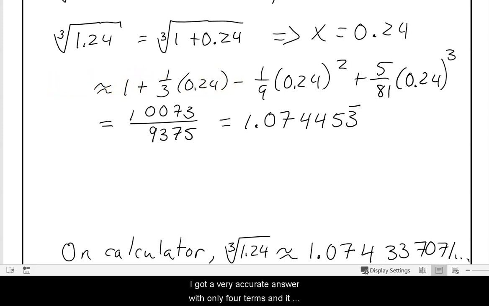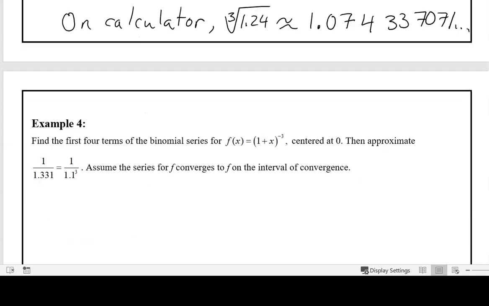I got a very accurate answer with only 4 terms, and it was a polynomial to boot. What could be better? Let's move on now to our next example.